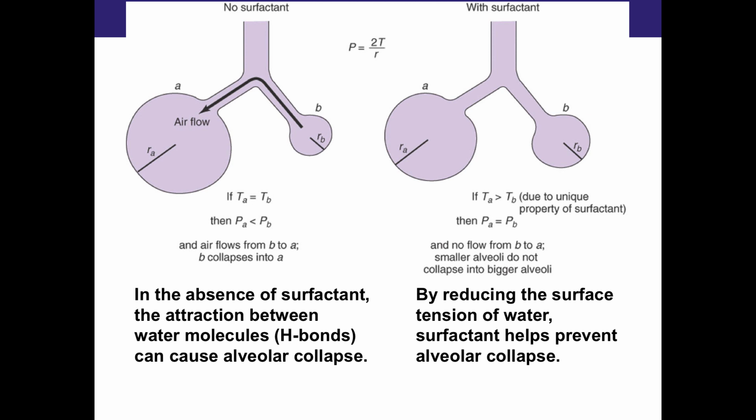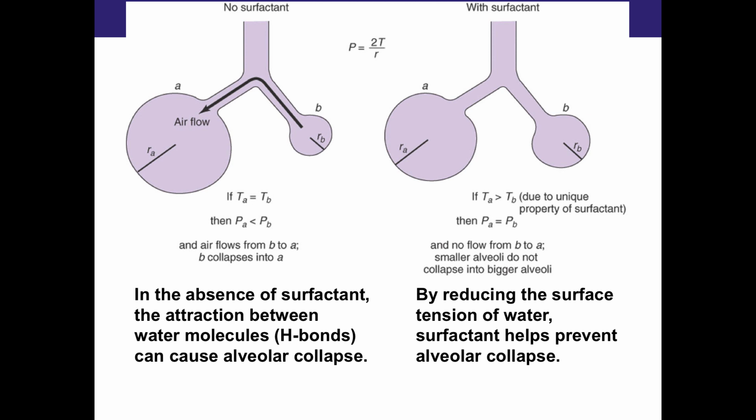If you take that into account and look at the law of Laplace, the radius in the smaller alveoli is going to be pretty small. So if the surface tension is the same, the pressure is going to be high in the smaller alveoli compared to the larger alveoli. Does that make sense? If the pressure is greater in the smaller alveoli than the larger one, then there's going to be airflow, right? The air is always going to flow from high pressure to low pressure. It's going to go from the smaller alveoli to the larger one, and there's going to be alveolar collapse if there's no surfactant present.